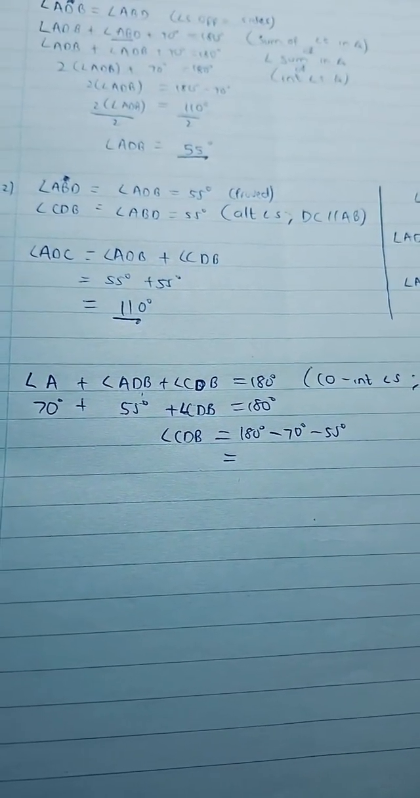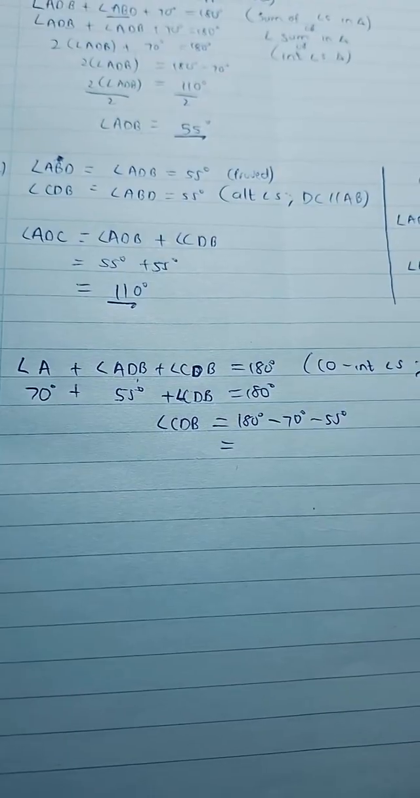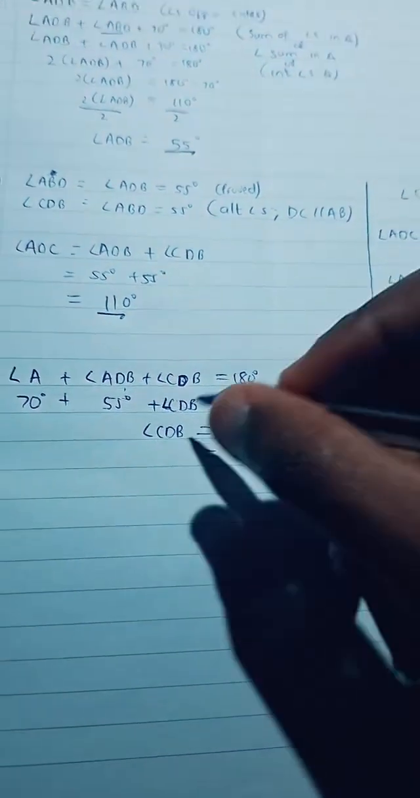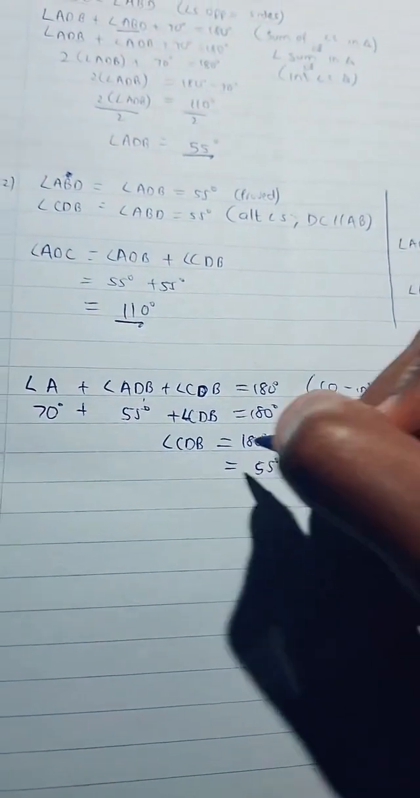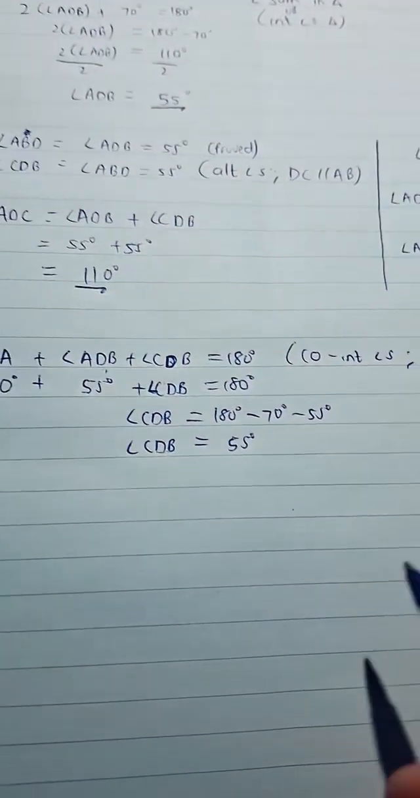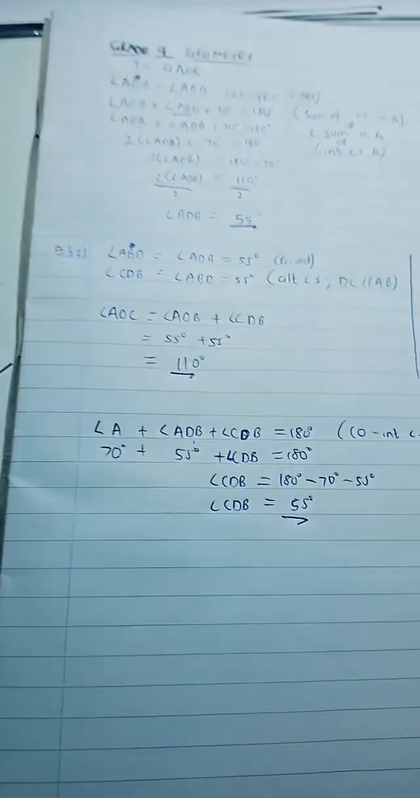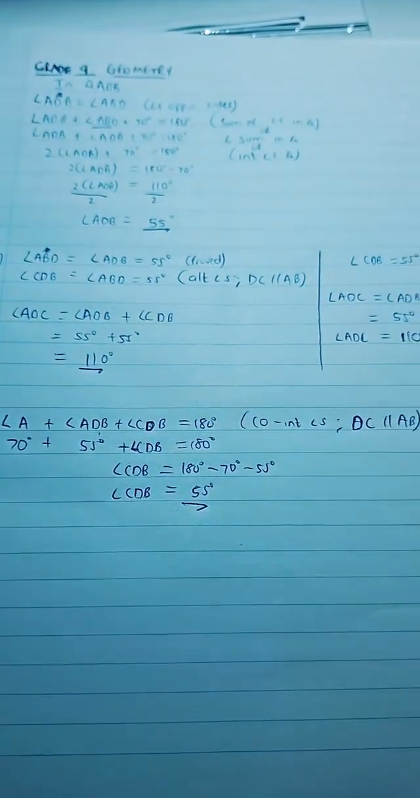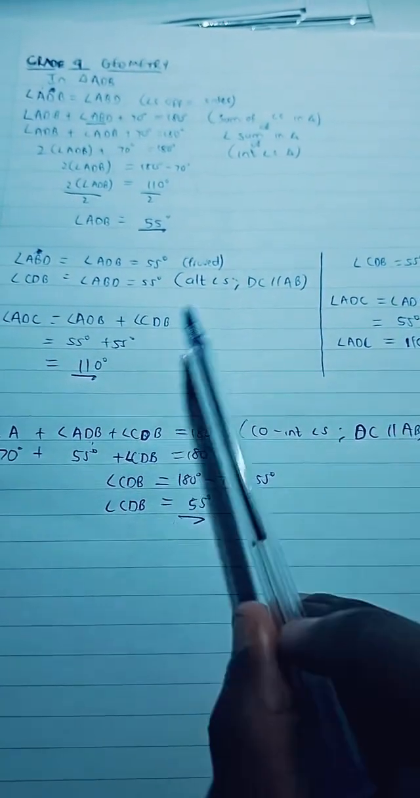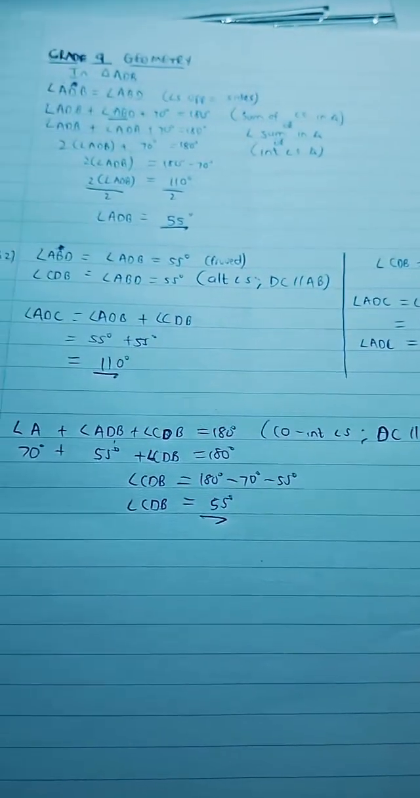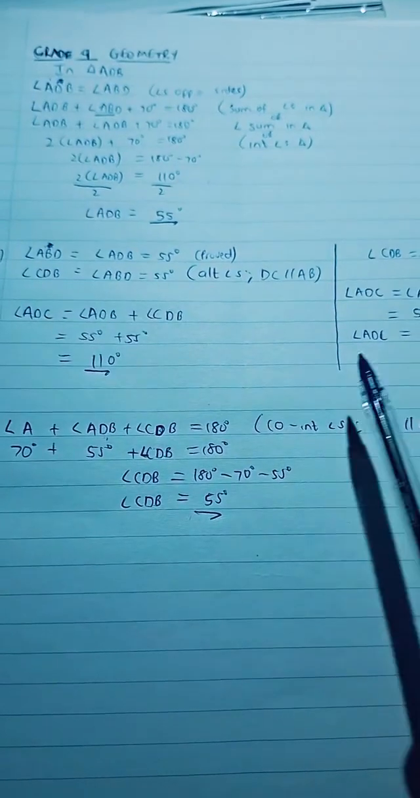Then it's easy. What's 180 minus 70? 180 minus 70 is 110, minus 55 degrees gives us 55 degrees. So now I know what angle CDB is. It's 55 degrees. Guys, do you see? This is one of three ways of answering the same question, but all of these ways have different approaches. But all of them are 100% correct.